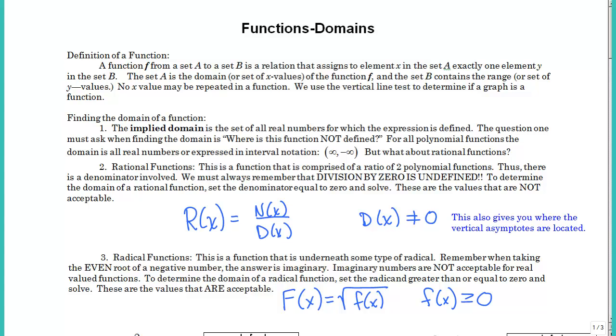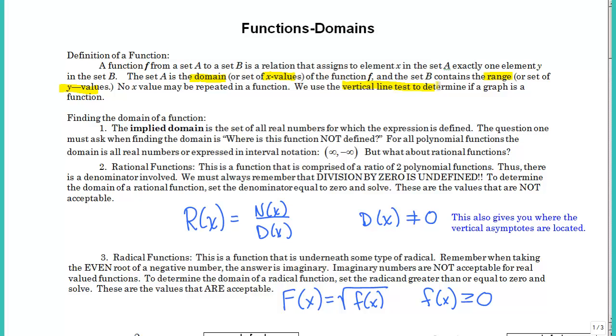How do you find the domain of a function? First of all, you should have been introduced to functions and function notation in previous math classes, and you should be aware of the fact that we have a domain, which is usually the set of the x values, and we have the range, which is usually the set of the y values. And recall, we also had what was called the vertical line test to determine if the graph was a function.